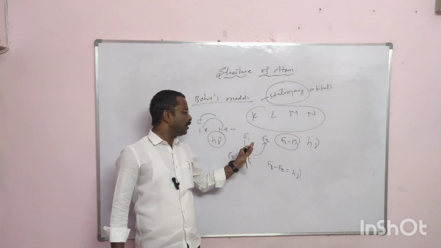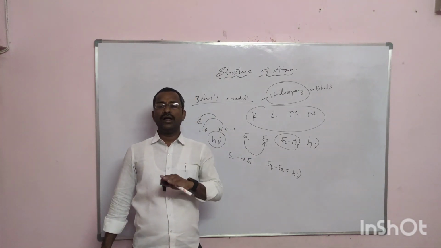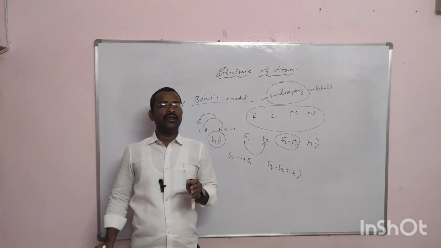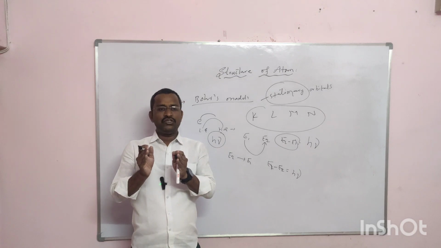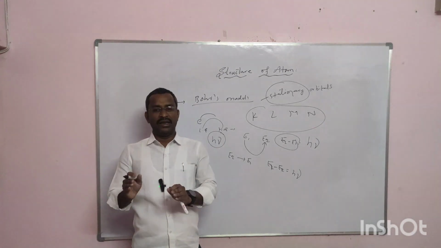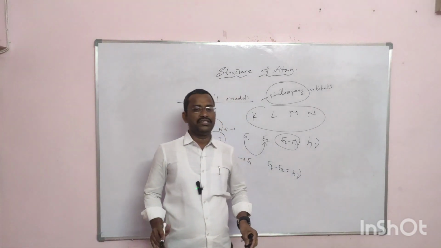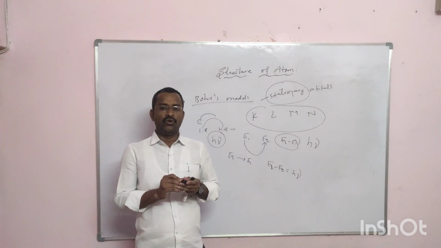Because whether it is jumping from lower to higher or from higher to lower, the difference of energy levels is absorbed or released, and that always equals h nu. This is given by Bohr's model.